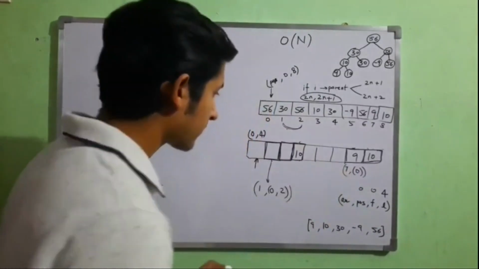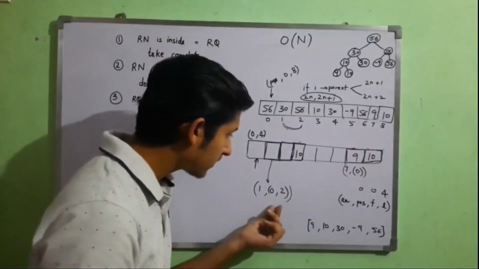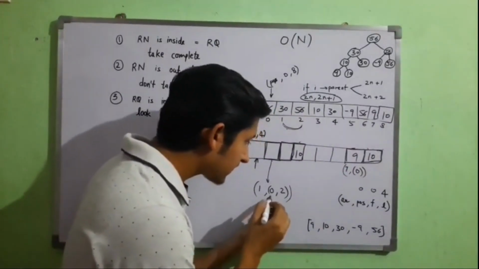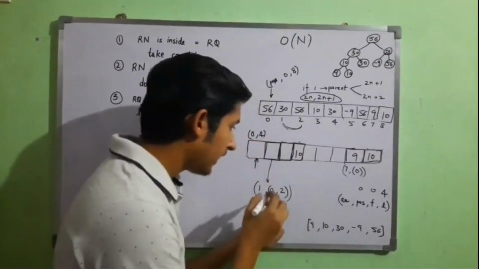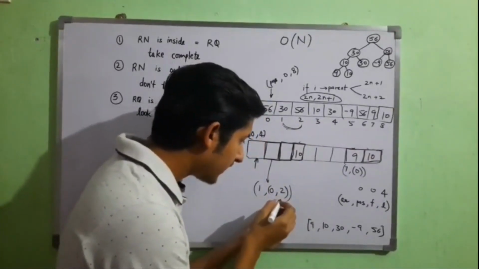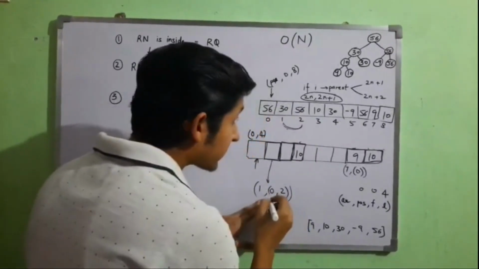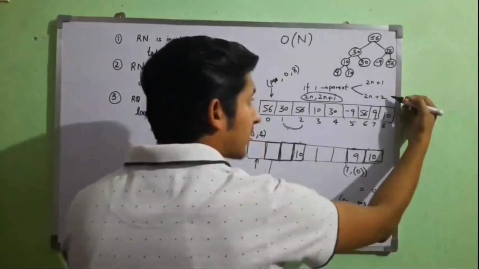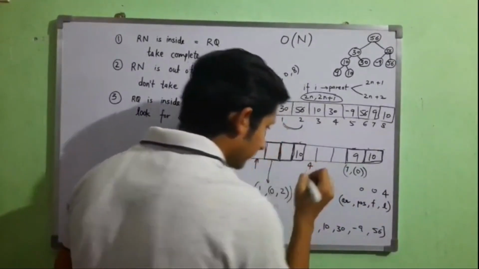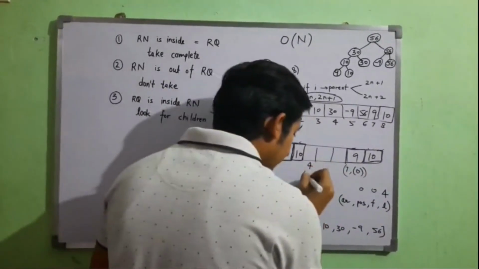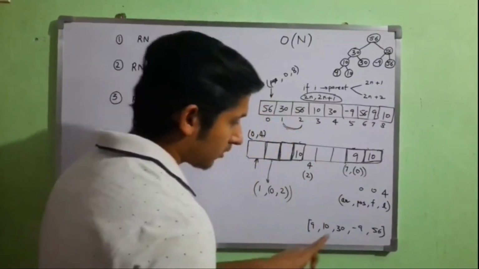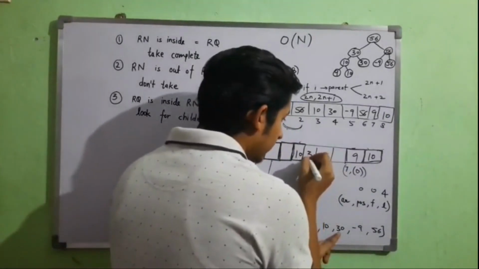Now for this range, its first child has range 0 to 1, that's here, and its second child will have range 2 only. Because its second child will be at position 2 into 1 plus 2, that's this, and will have this range only. So it will store this only.